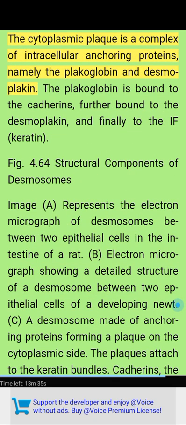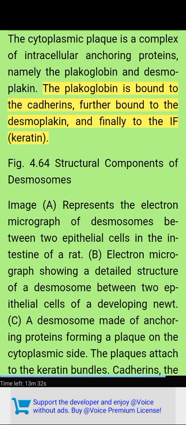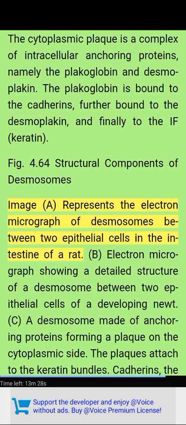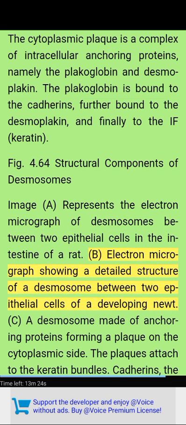The cytoplasmic plaque is a complex of intracellular anchoring proteins, namely plakoglobin and desmoplakin. The plakoglobin is bound to the cadherins, further bound to the desmoplakin, and finally to the IF keratin. Figure 4.64: Structural components of desmosomes. A. Electron micrograph of desmosomes between two epithelial cells in the intestine of a rat. B. Electron micrograph showing a detailed structure of a desmosome between two epithelial cells of a developing newt.